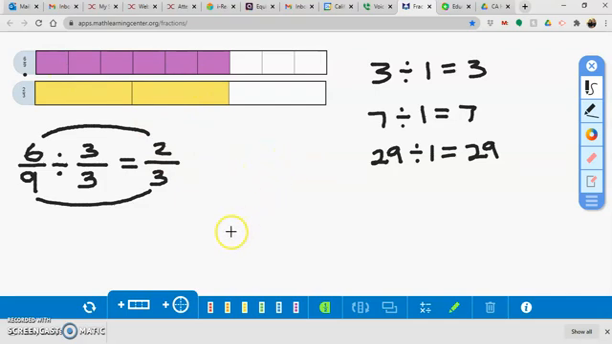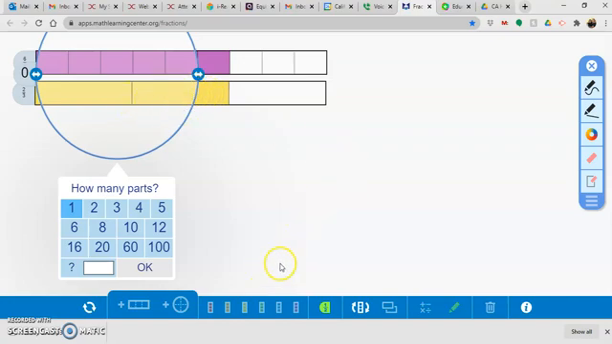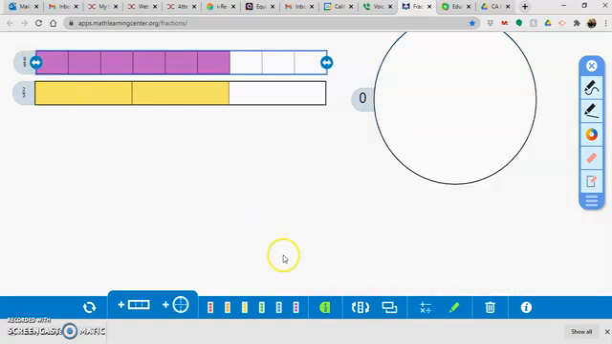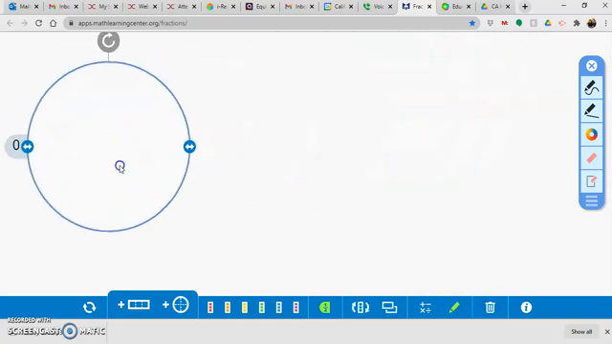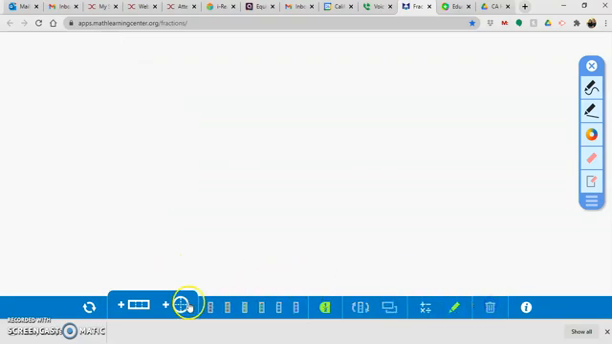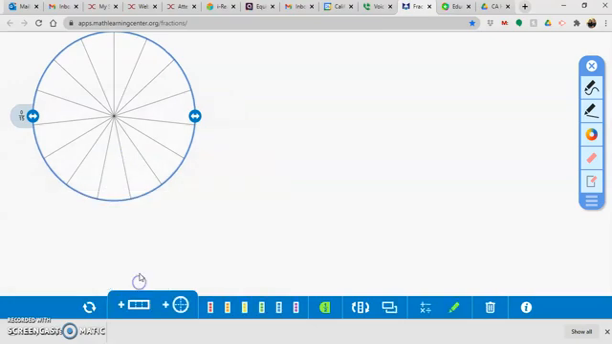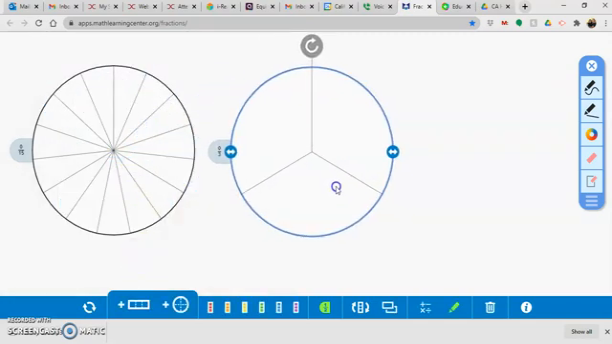Okay, so now let's do a little more difficult example. Let's use circles. Hold on one second. I forgot to get rid of these guys. Let's take the fraction bars out of the way, and then we'll bring back our circle. Let me start over here. Okay, so I'm gonna go with 15 equal parts for this one because it's hard for me to make a circle with 15 equal parts. So I'm very thankful for this website and this tool. And then I'll make one that has 3 equal parts, and it'll look like this.